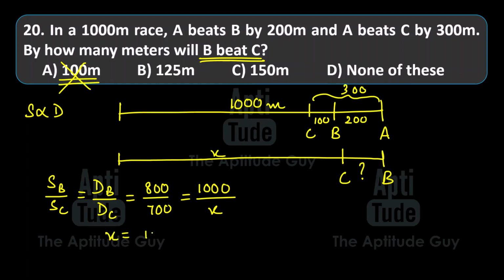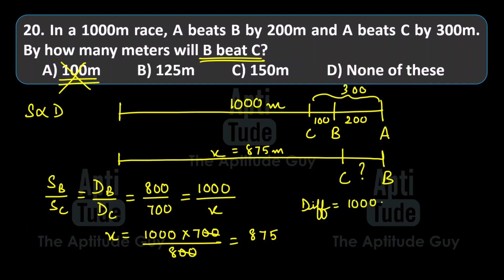X is equal to 1000 into 700 divided by 800. So 0 and 0 gone. We have this. This is equal to 875. When you calculate this, you will get 875 meters. So, what is the difference between them? The difference is, of course, 1000 minus 875, that is equal to 125 meters. The answer is option B.